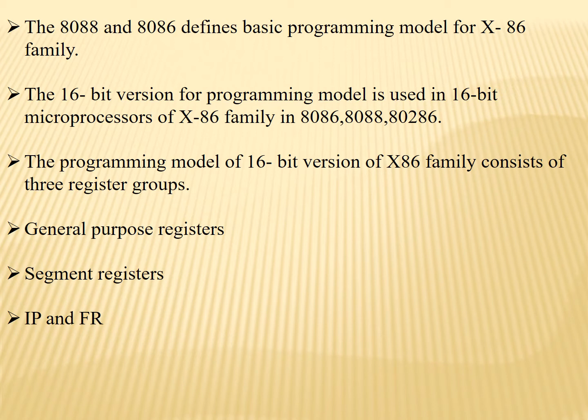The programming model of the 16-bit version of the x86 family consists of three register groups: general purpose register, segment register, and lastly the IP and FR, that is, the instruction pointer and the flag register. Let us learn about each register group in detail. The first group consists of the general purpose registers. There are 8 general purpose registers, which also include the pointer registers and the index registers.